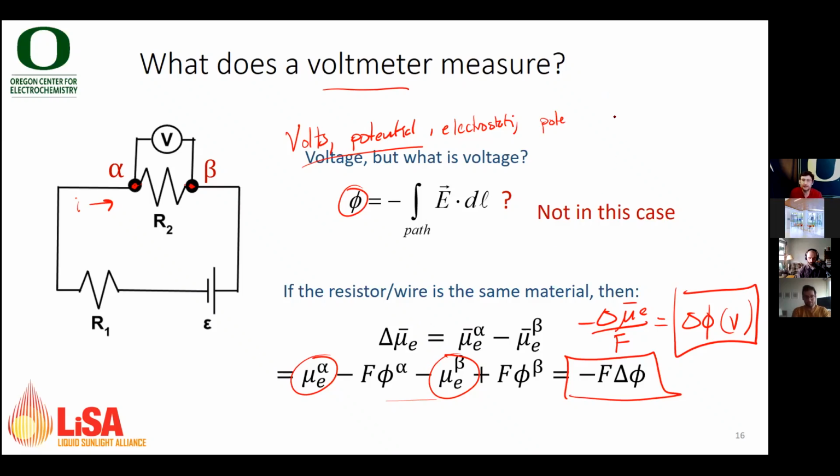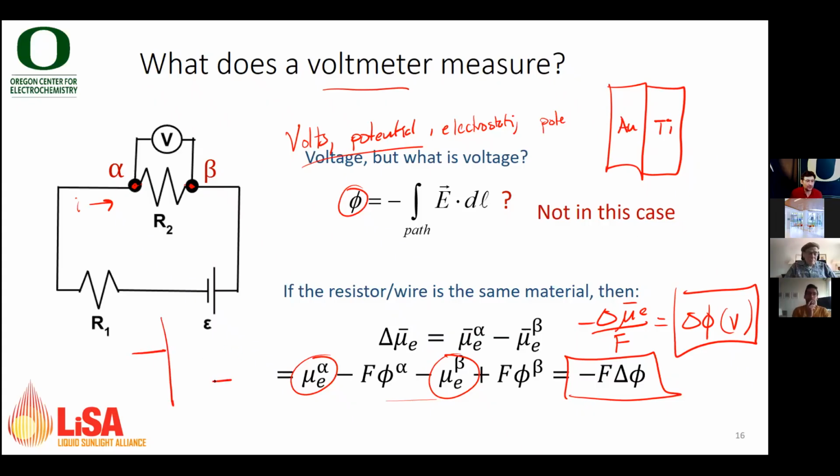As a counterexample, which I haven't put in here yet, imagine I have a piece of gold and a piece of titanium. Which one has more reactive electrons? Titanium, of course. Gold's a noble metal. So if I wanted to draw the work functions, okay.